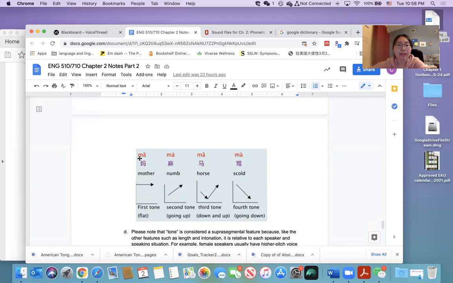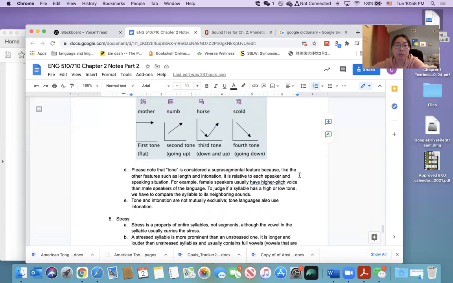It's the same combination of a consonant and vowel sound, ma, but the meaning differs. So the syllable stays the same, consonant and vowel, but the meaning changes because the tone within the syllable changes. Ma, ma, ma, ma.